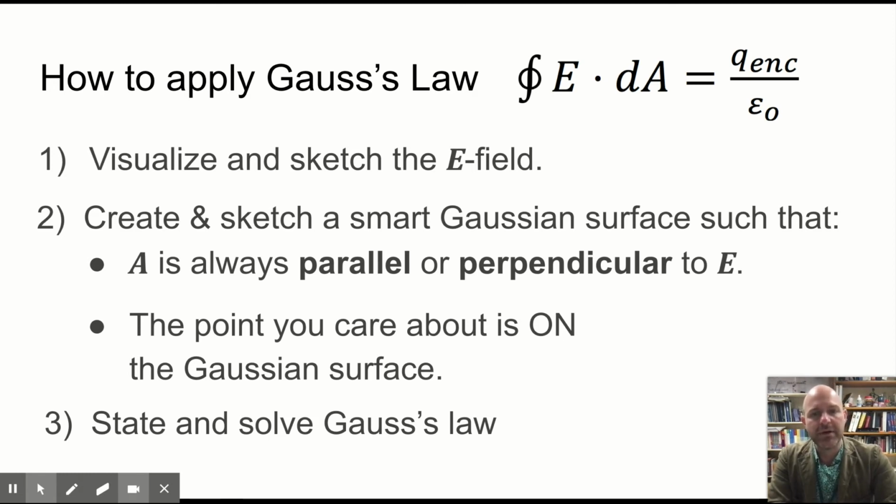You want to make sure the area vector is either parallel or perpendicular. Perpendicular would mean, right, the dot product would be 0. Parallel would mean the dot product would just be the magnitudes of the electric field and area multiplied together. And we want that for every single part of the Gaussian surface. Sometimes part of it will be parallel and part of it will be perpendicular. More on that. And the point we're trying to figure out, the place in space where we want to know the electric field, needs to be on this Gaussian surface. It can't just be some other arbitrary place. Then we'll actually use this equation up at the top.